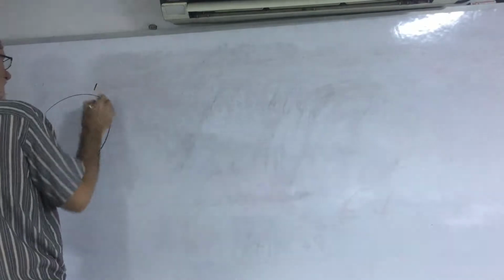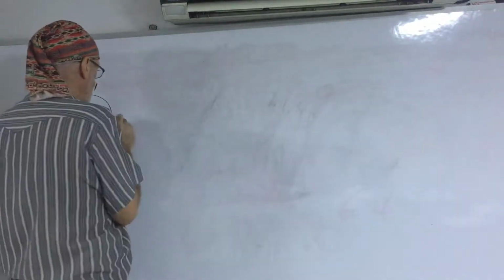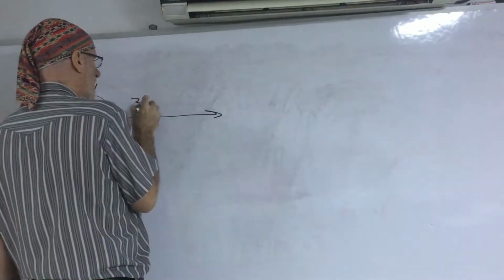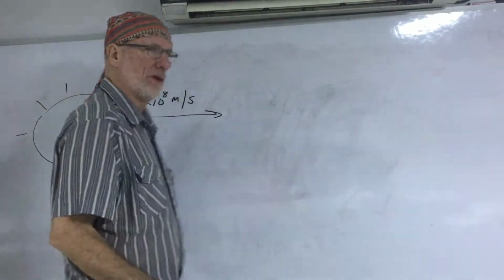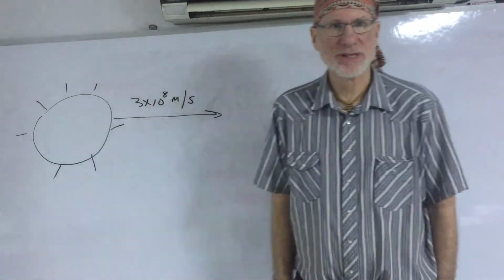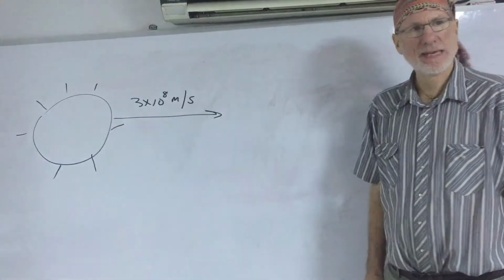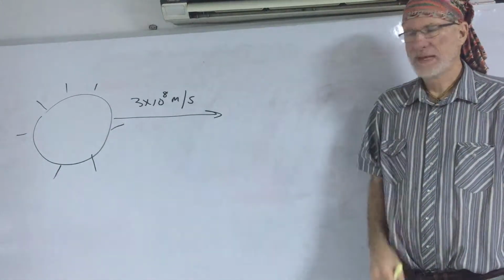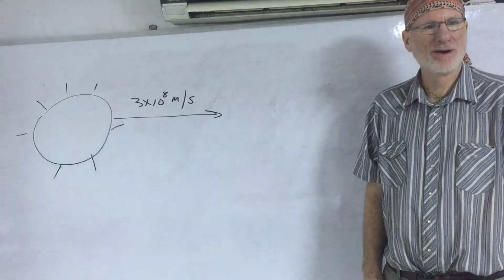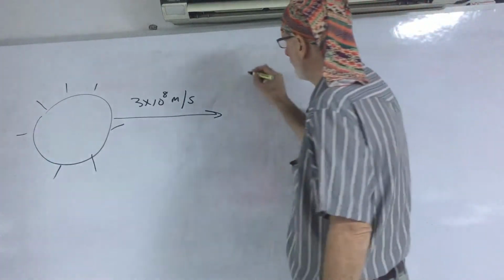So you have the sun, right? How fast does light travel? Super fast. The fastest thing. 3 times 10 to the 8 meters per second. Okay? We're going to do a little calculation. So take out a calculator.